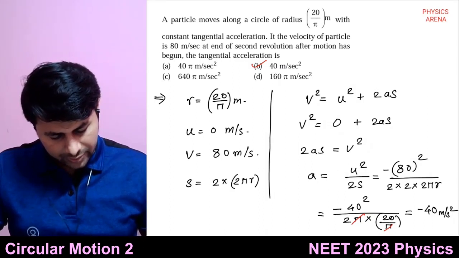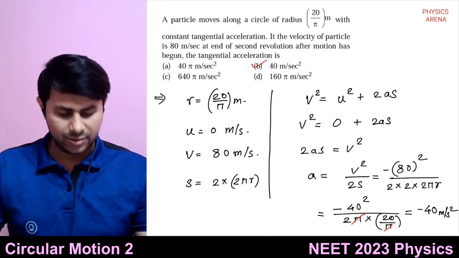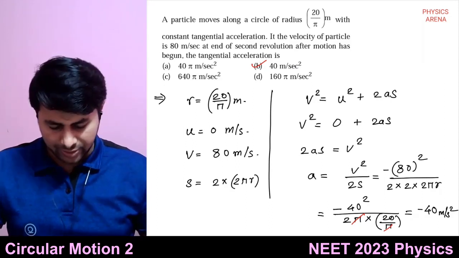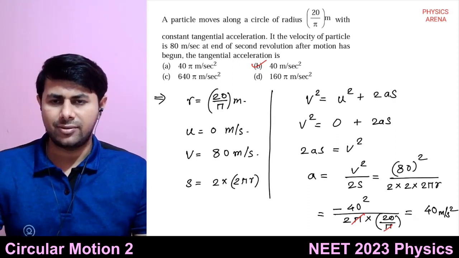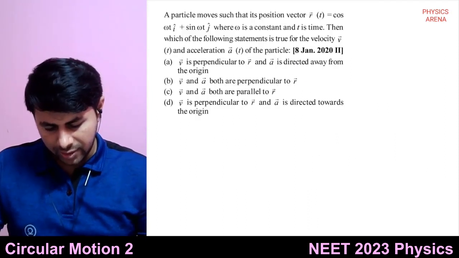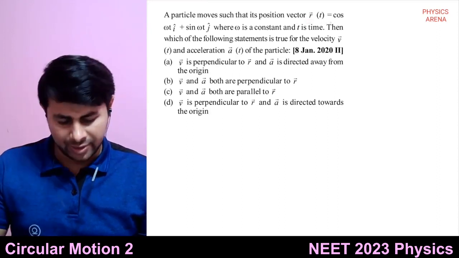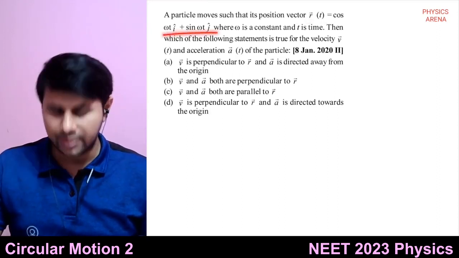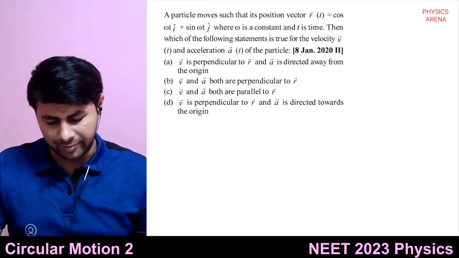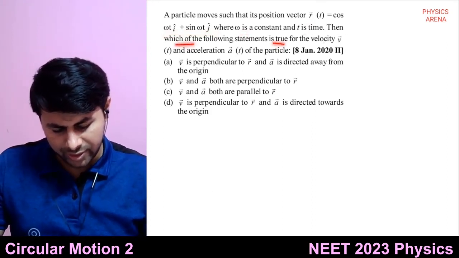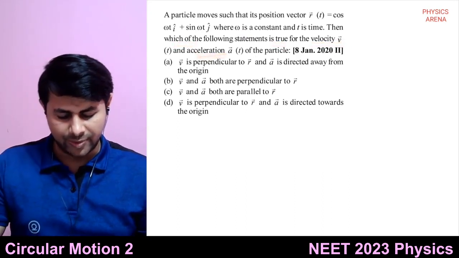Okay, so here also it will be v square, right? There will be a difference of negative sign only, so it will be positive 40 meters per second square. Next question. A particle moves such that its position vector r at time t is again the same thing, where omega is constant and t is time. Which of the following statements is true for velocity v bar and acceleration a bar of the particle?